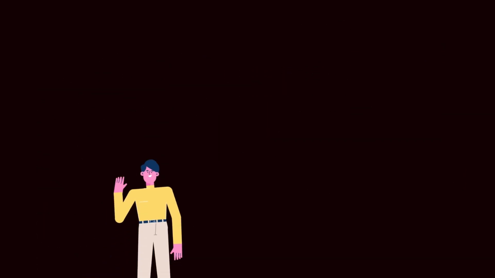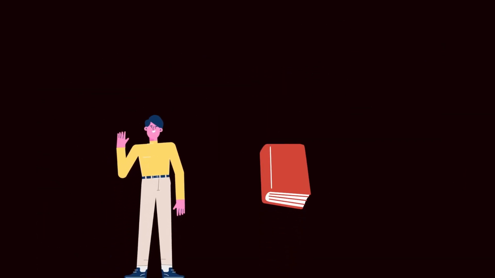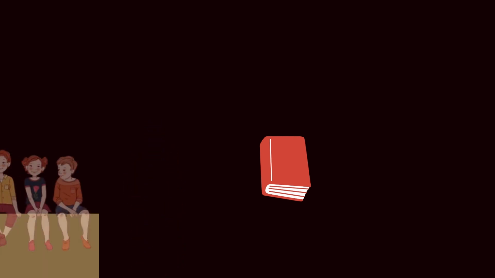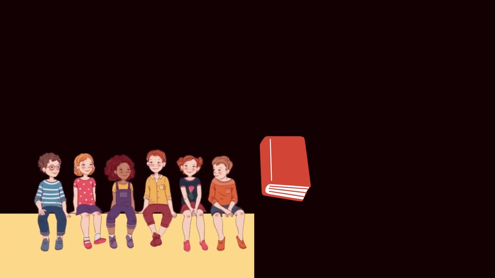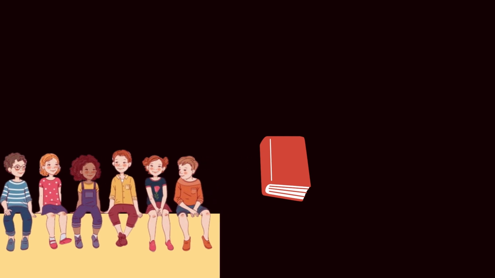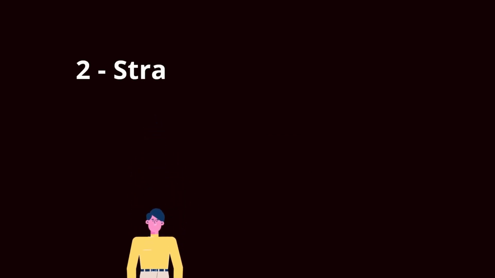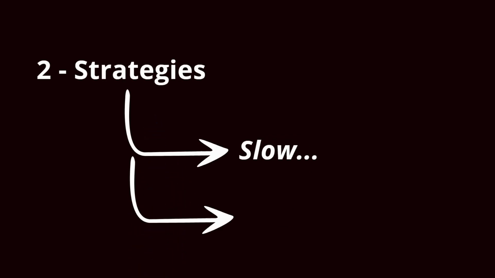Meet Mac. His favorite book, TootBuy Code, is missing. The culprit? One of his 6 friends. Luckily, his buddy Rick knows who took it, but Rick can only point to groups, not individuals. How will Mac find the thief? Let's explore 2 detective strategies, one slow, one smart.